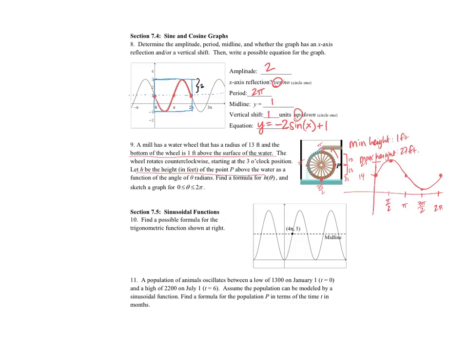So we'll have h of theta is equal to, so what is my amplitude? My amplitude is, from the midline, it goes up 13 and down 13. So my amplitude is 13 sine of, and then again my period didn't change, so sine of theta. And then I want to do plus, and it looks like it's been shifted up 14 units.